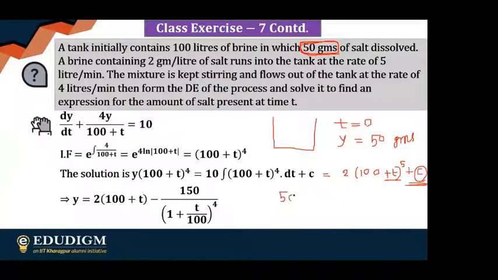So 50 into, I'm putting t equals 0 here, 100 to the power 4 equals 2 into 100 to the power 5 plus C. So what will be the value of C? If you find this out, you can take this 100 to the power 4 common, so you will have minus 150 into 100 to the power 4. Put the value of C, and divide the entire equation by (100 plus t) to the power 4. This is what you're going to get.